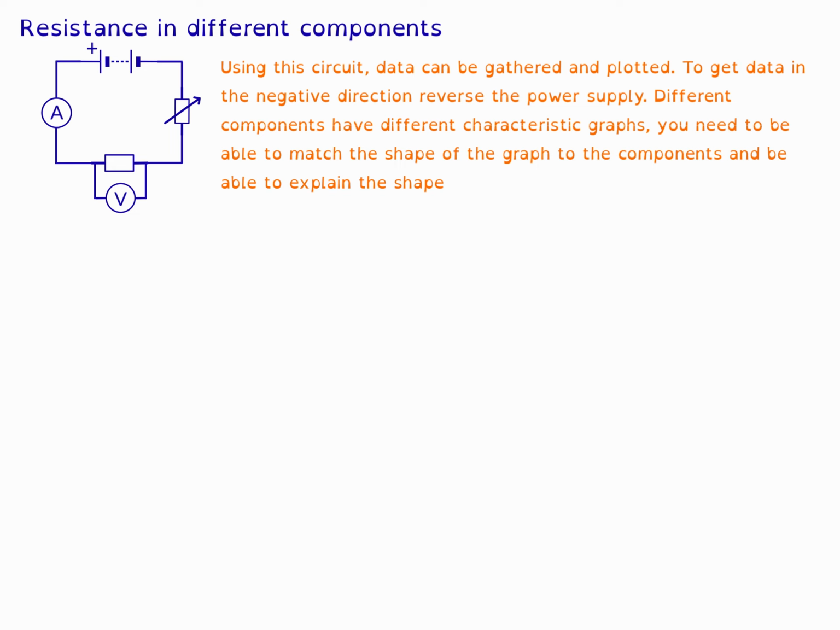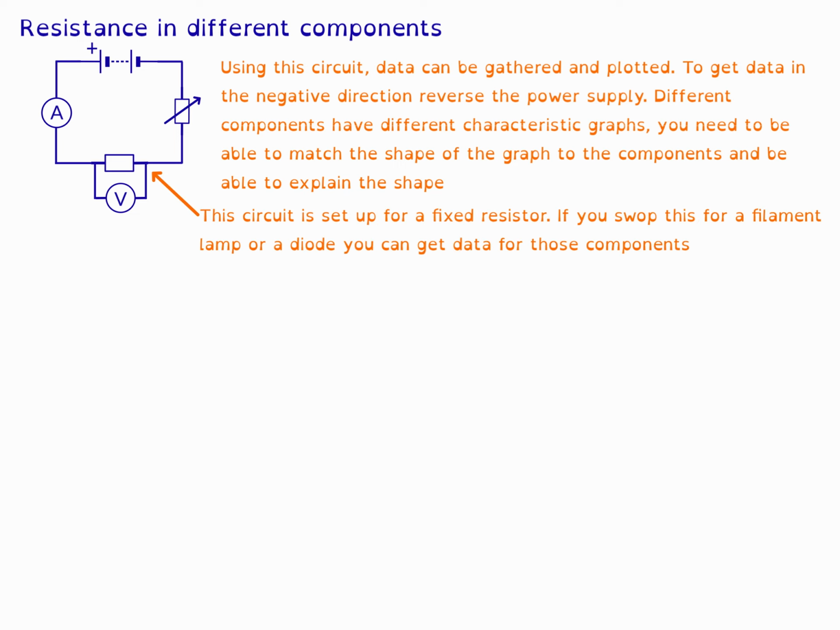Different components have different characteristic graphs. You need to be able to match the shape of the graph to the components and be able to explain the shape. This circuit is set up for a fixed resistor. If you swap this for a filament lamp or a diode, you can get data for those components.